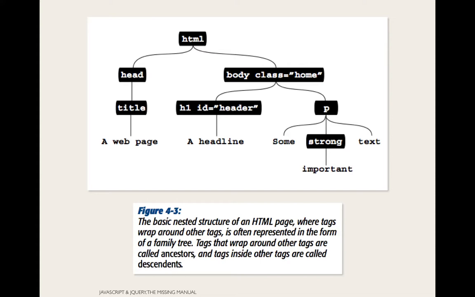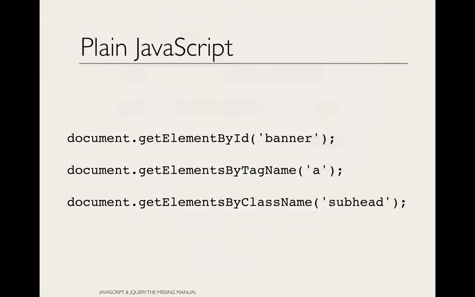White space in some browsers is considered a node. So when you use plain old JavaScript, you say document.getElementById, or document.getElementsByTagName, or document.getElementsByClassName. Lots and lots of typing. If you want to dig down and find a specific element, it can be hard because you have to do your own set of looping.